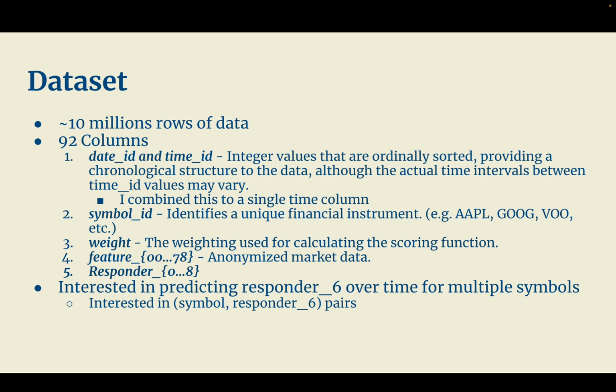Weight is another column, and this is just used for evaluating their scoring function. Then 79 of the columns are features, which are anonymized market data, and 9 of them are responders, which aren't really explained, but you are interested in predicting responder 6 over time. And this is for multiple symbols, so you're interested in the symbol-responder 6 pair.